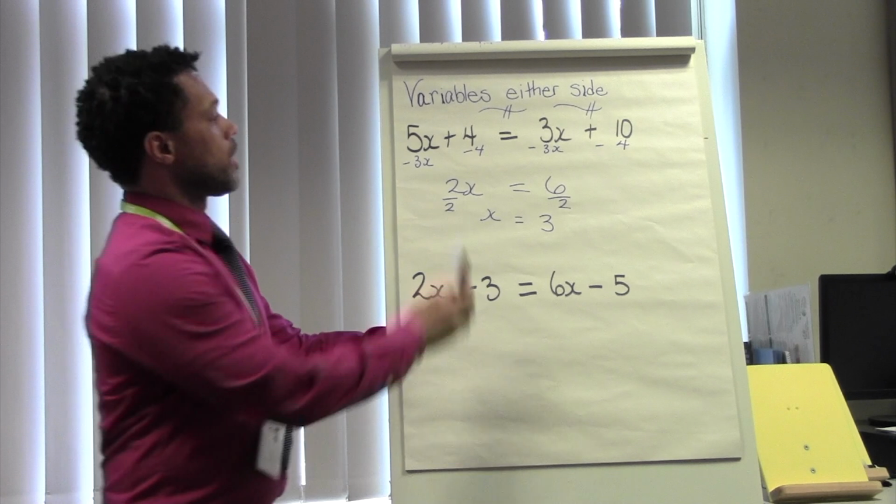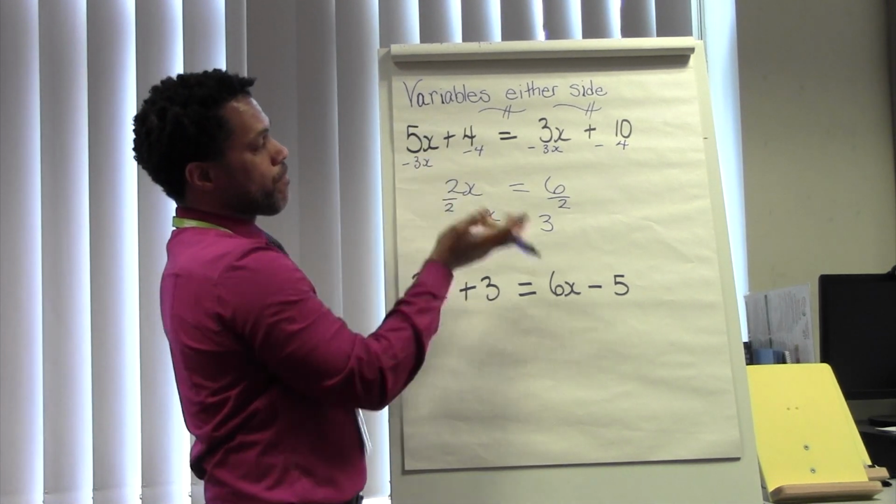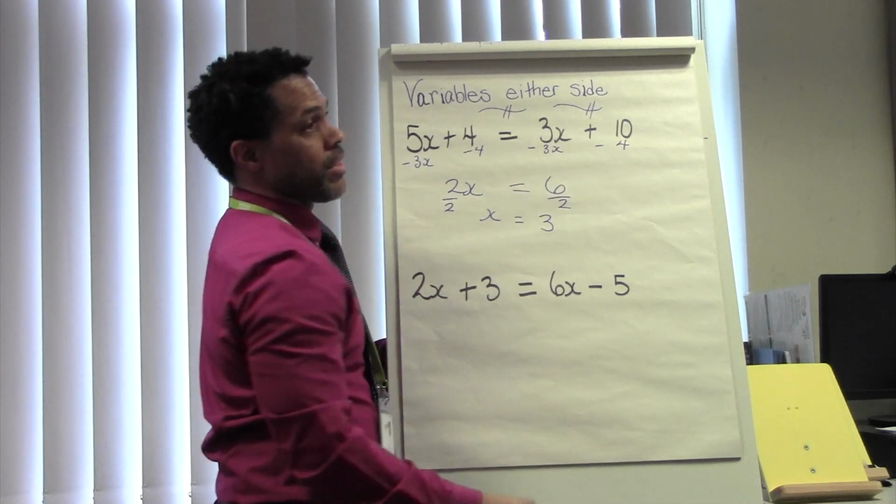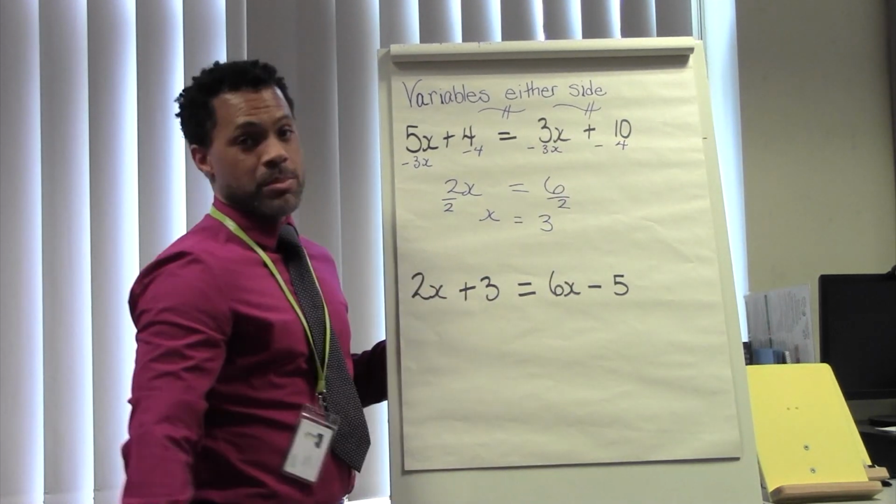Can we check it? What's 5 times 3? 15. Plus 4 gives me 19. What's 3 times 3? 9. Plus 10 gives me 19.